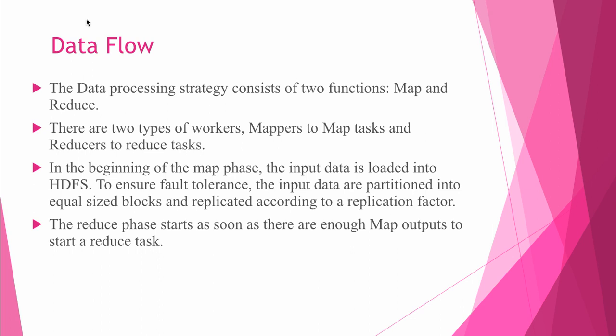To ensure fault tolerance, the input data are partitioned into equal sized blocks and replicated according to the replication factor. Each block will be processed by a mapper, resulting in intermediate outputs, which are locally stored, optionally combined from key-value pairs sharing the same key, and stored in local disks of the mappers. The reduce phase starts as soon as there are enough map outputs to start a reduce task. In this moment, the scheduler assigns reduce tasks to workers.